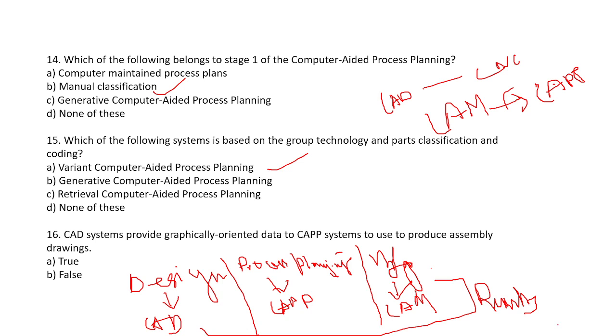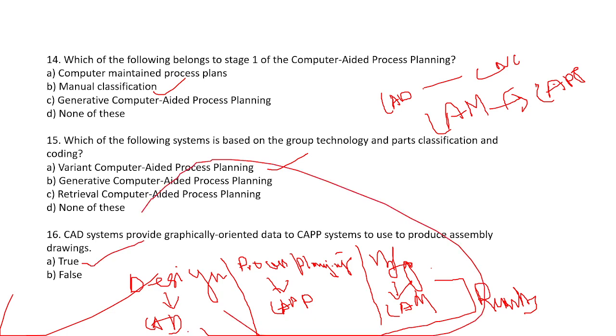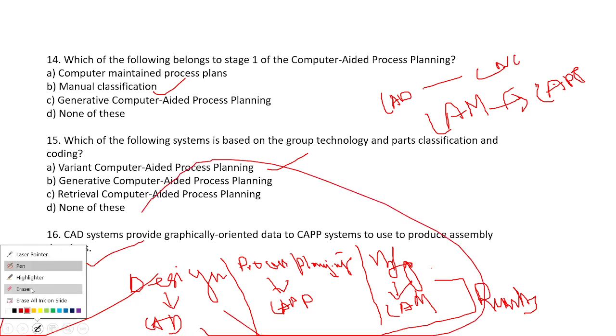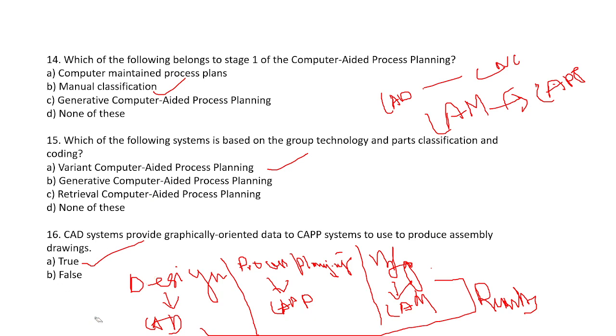Here the question states that the CAD system provides graphically oriented data to the CAP system to produce assembly drawings. So this is the right option only, right? It's true. From that representation itself you can tell the statement is true, right?